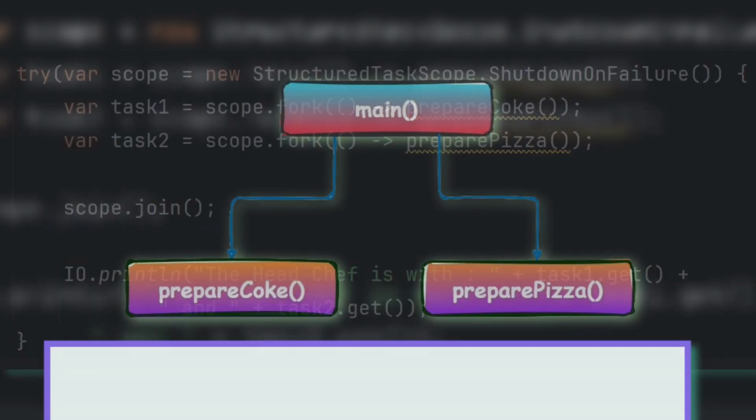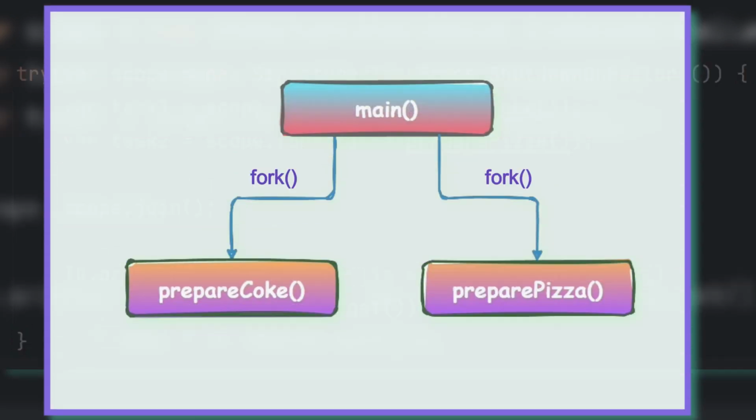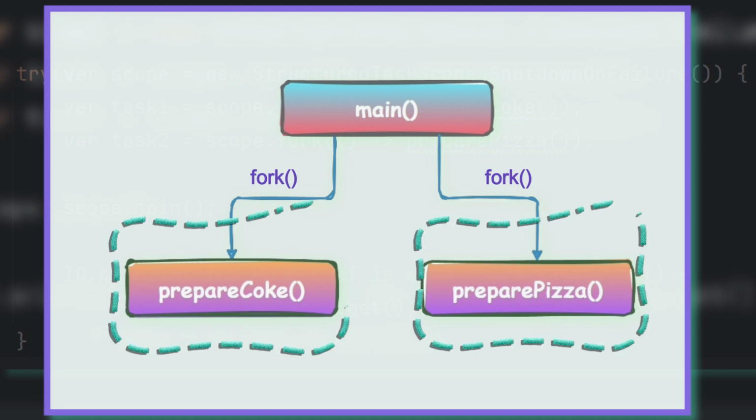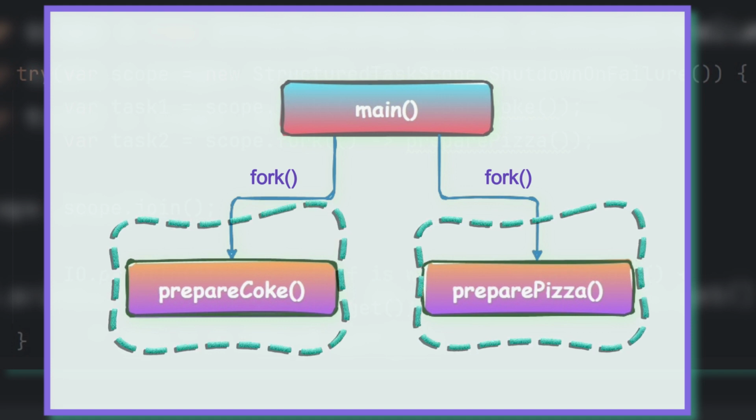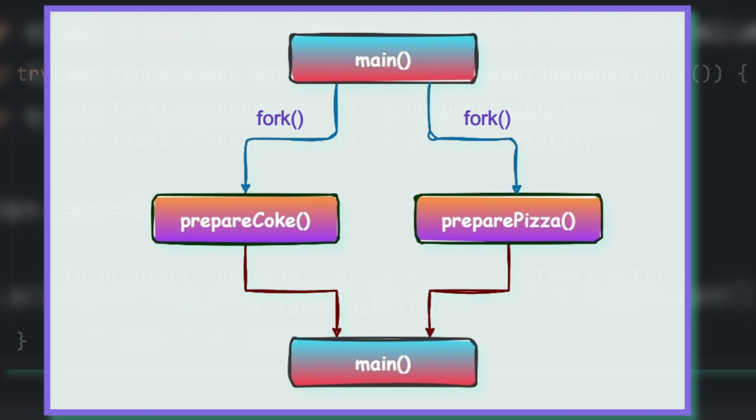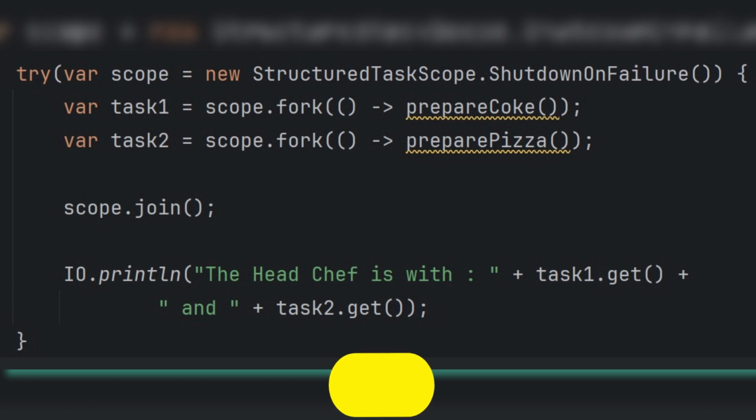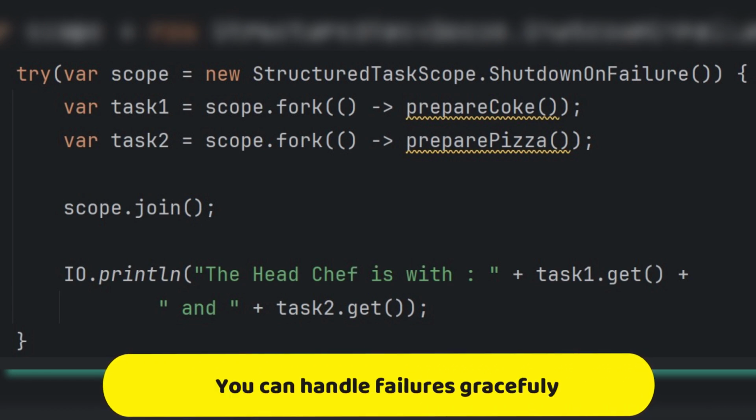So here is our quick sample example to define how structured concurrency works. Here both tasks run in parallel. One prepares pizza and other prepares coke. The main thread, that is our chef, waits for both before serving. If one fails, since we are using shutdown on failure, the other is automatically cancelled. It's a clean, structured way to handle concurrency. No dangling threads, no manual cleanups, and no hidden errors.